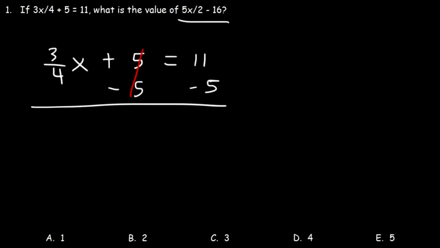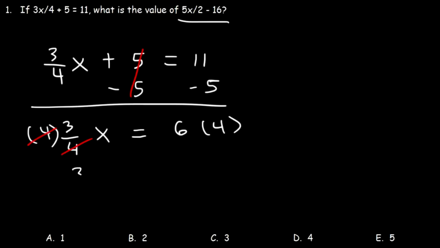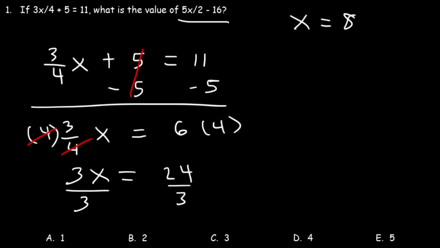11 minus 5 is equal to 6. Now, in the next step, we need to multiply both sides by 4. This will get rid of the fraction on the left. 3/4 times 4 is 3. The 4's will cancel. And 6 times 4 is 24. Next, let's divide both sides by 3. 24 divided by 3 is 8.